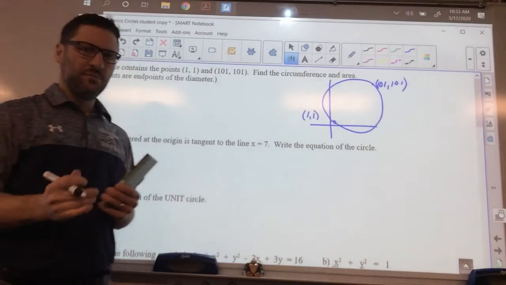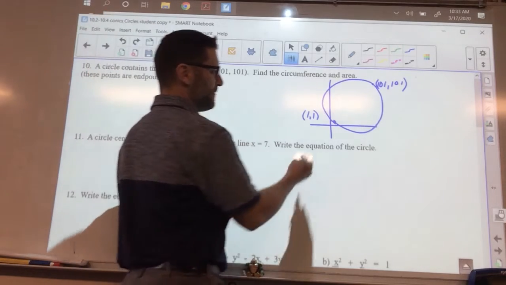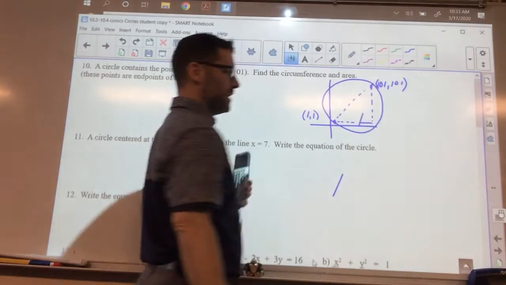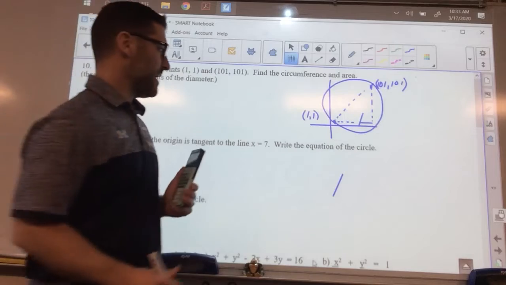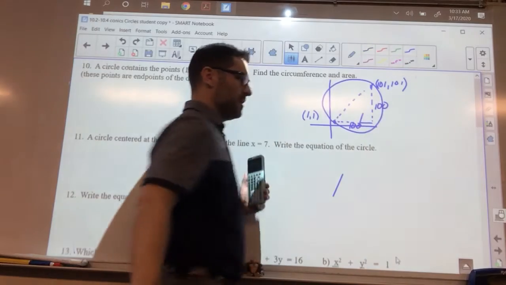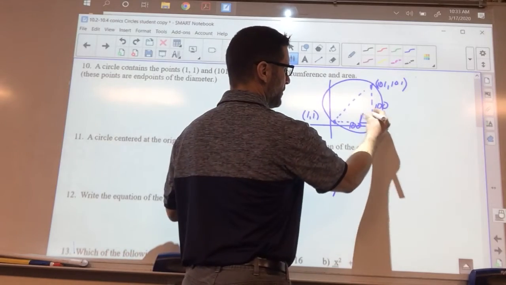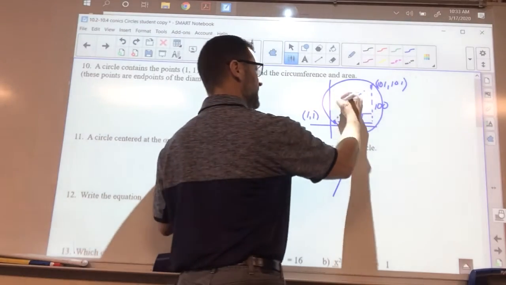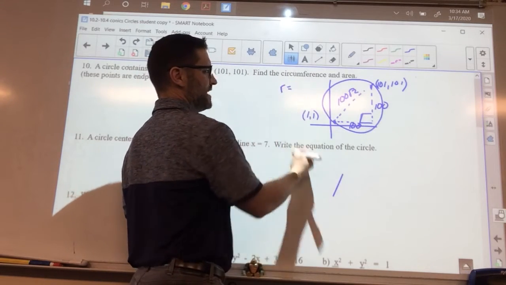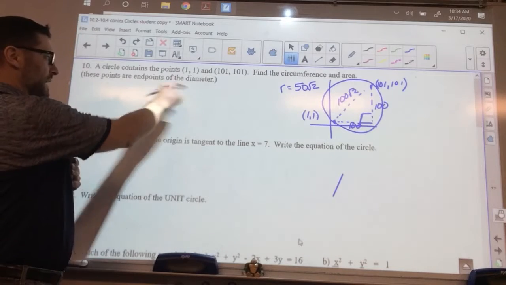And I'm going to attack this one a little bit differently. I'm not going to actually do the distance formula and the midpoint formula. This one wants us to find the circumference and the area. I'm going to find the diameter with the Pythagorean theorem. And then I can just use that diameter, cut it in half, and go from there. So if that's 1, 1, and that's 101, this is 100, and this is 100, which means the diameter is the hypotenuse of a 45, 45, 90 right triangle. There's my 45, 45, 90 right triangle, which means this is 100 radical 2. Okay, that makes my radius half of that, which is 50 radical 2. So I found the radius.